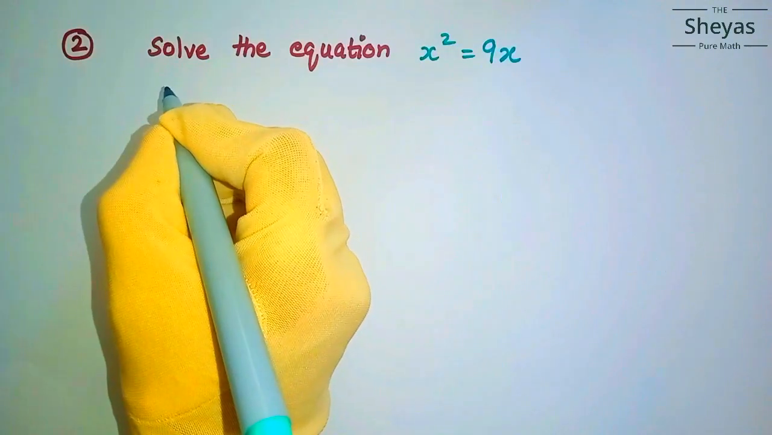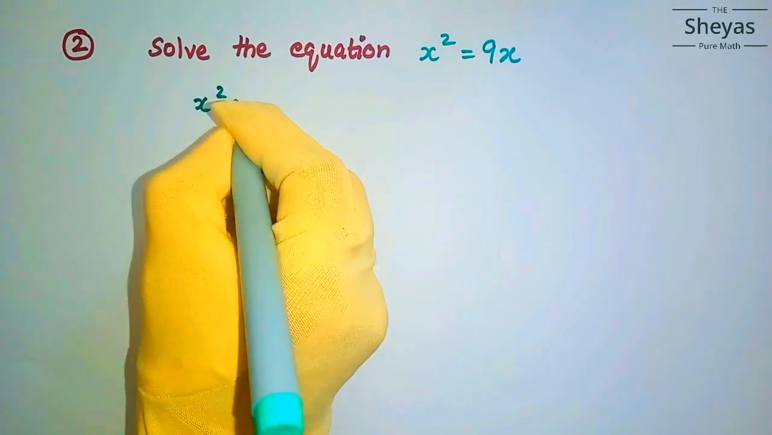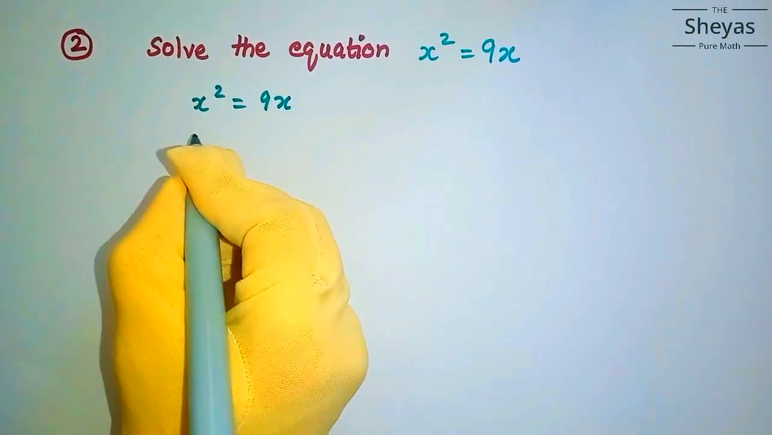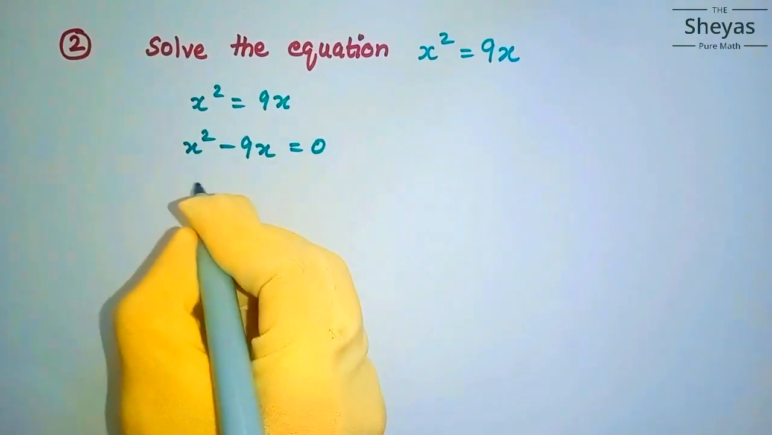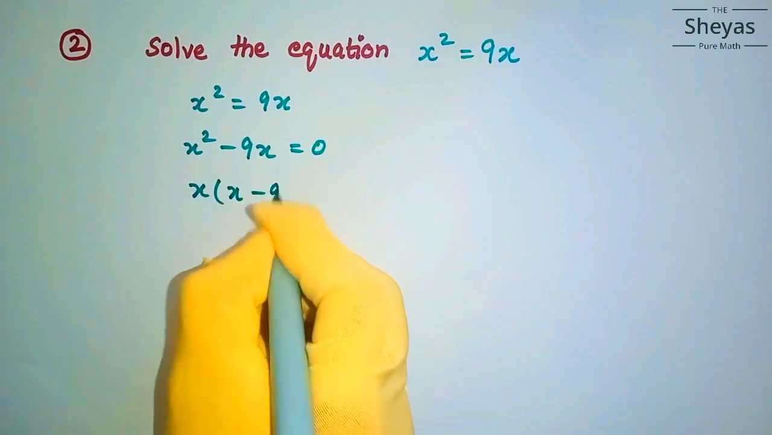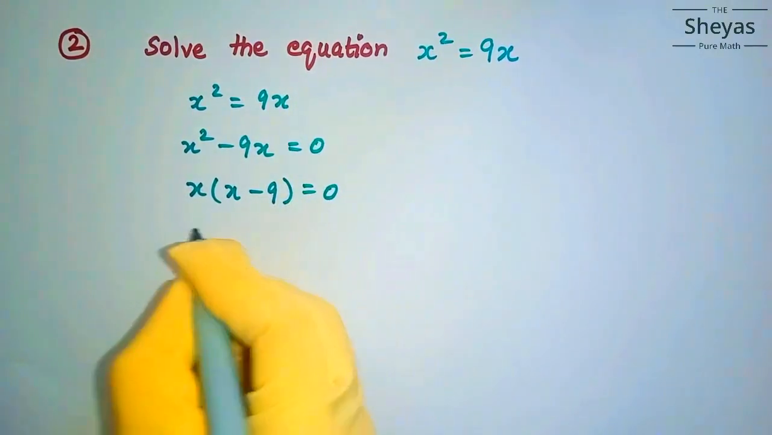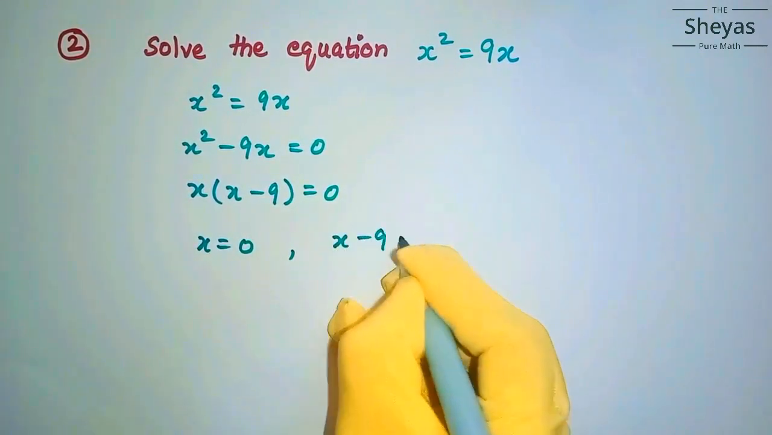So the second problem is solve the equation x square is equal to 9x. So x square is equal to 9x. So how can we write this? x square minus 9x is equal to 0. Then from both these terms I am taking x outside. So x into x minus 9 is equal to 0. So from this how can I write x is equal to 0 or x minus 9 is equal to 0.